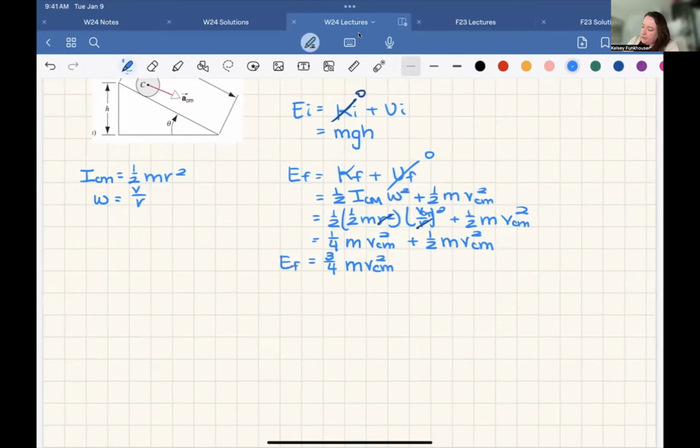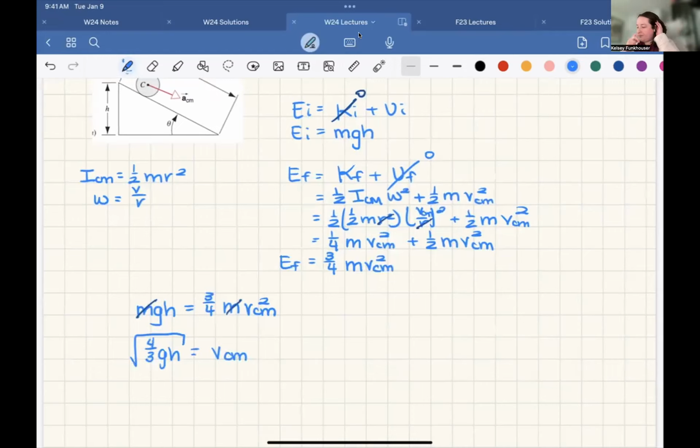So that is the final energy. And the initial is this mgh. So we know that energy is conserved, so we can just set these equal to each other. mgh equals 3/4 m v center of mass squared. Those are the same mass, and they're on both sides, they cancel. And then we're just going to solve for the velocity of the center of mass. So that means dividing both sides by 3/4 and taking the square root. So what we end up with is 4/3 gh square rooted equals the velocity of the center of mass.